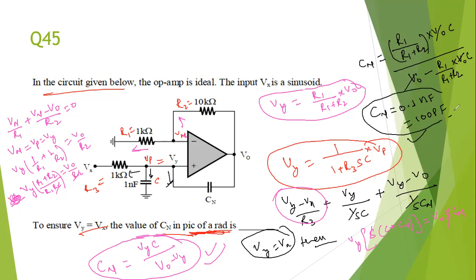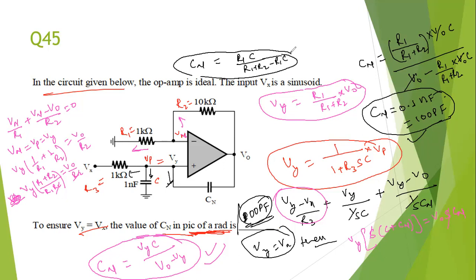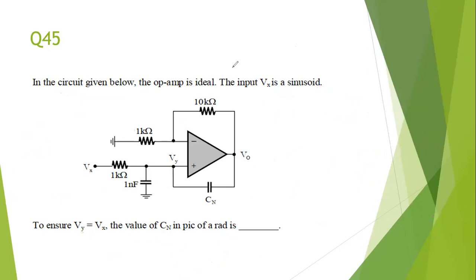So what is the value of the Cn in terms of the picofarad? This is your answer, 100 picofarad. So 100 picofarad is your right answer. V naught cancels out, R1 plus R2 cancels out. So this Cn can be written as R1 into C upon R1 plus R2 plus R2 minus R1 into C. Just put all the values of R1 and R2, and you will get this answer.